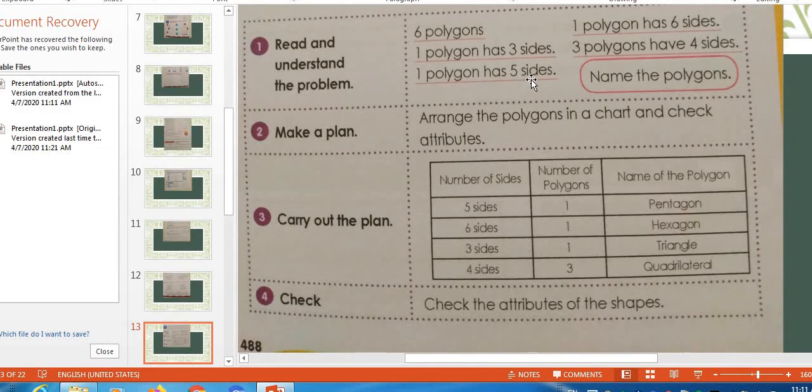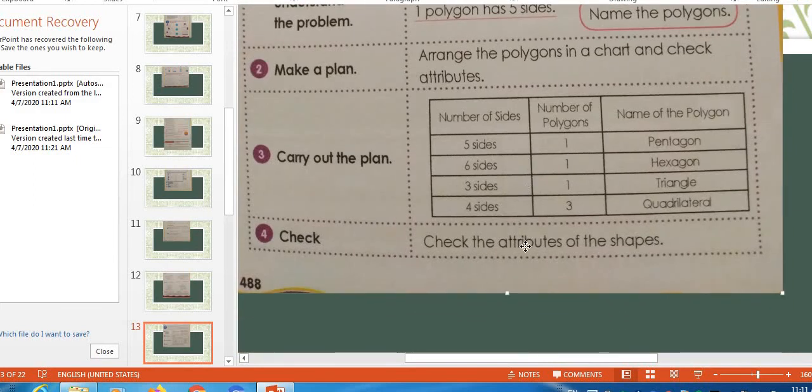One polygon 5 sides. And one polygon 6 sides. One polygon 3 sides. 4 sides here. How many polygons? 3 polygons. So, I know that the 5 sides polygon is called pentagon. 6 sides, hexagon. 3 sides, triangle. And 4 sides, quadrilateral.